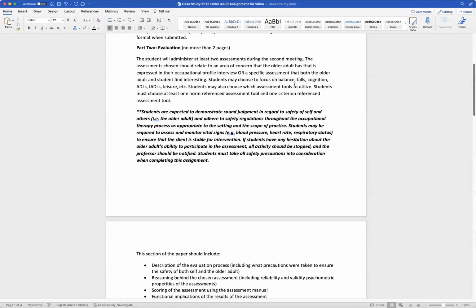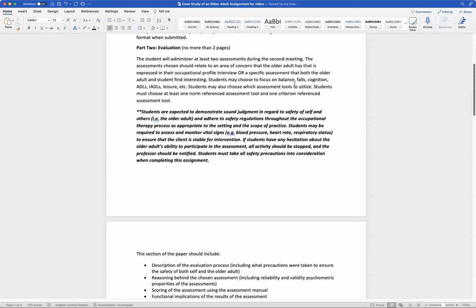This is the case when maybe you have someone who's a part of that well elderly group and they haven't expressed any concerns in their occupational profile and they say they're doing great and they're functioning great. Then in that case, you can both decide on an assessment that you think would be interesting to complete. You can choose to focus on balance, falls, cognition, ADLs, IADLs, or a leisure assessment. You may also choose which assessment tool to utilize.